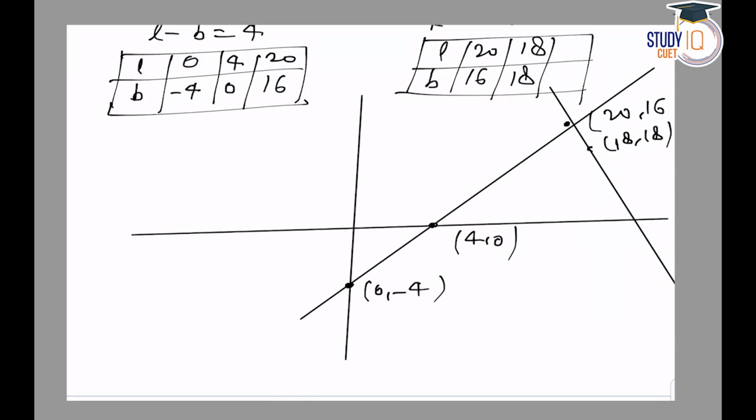So from the graph we can say that the length of the garden is 20 meter and the breadth of the garden is 16 meter. That is the answer.